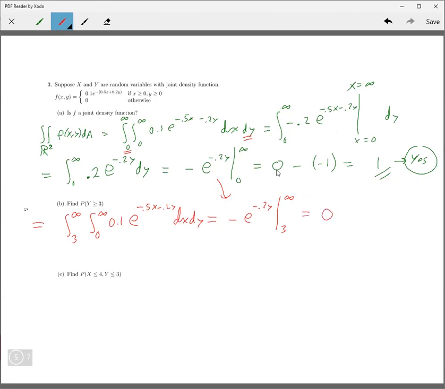Again, you'll get 0, that's the same. But then here, instead of plugging a 0 in, you're plugging in a 3. So that's negative e to the negative, let's see, 3 times 0.2 is 0.6. E to the negative 0.6, which is approximately 0.5488.